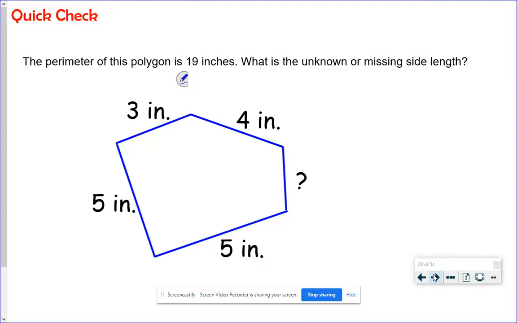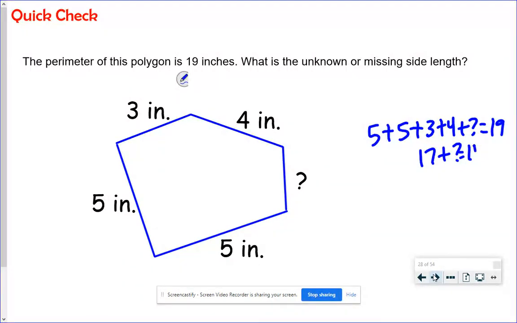All right. One last time, pause the video, find the missing side length, and check back with me. We have 5 and 5, that makes 10, and 3 and 4 make 7, so that's 17. 17 plus what equals 19 inches? 19 minus 17 is 2, or 17 plus 2. That is the answer to the quick check.